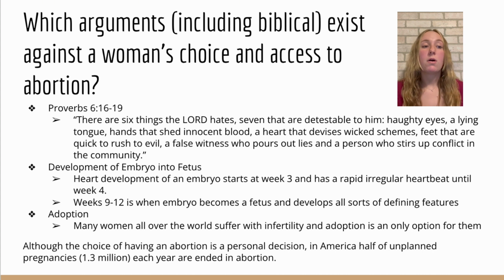But all in all, although the choice of having an abortion is a personal decision, in America, half of unplanned pregnancies, which is a total of 1.3 million people each year, are ended in abortion. So that number in America is very high. I can completely understand where abortion would be considered a wrongdoing, because 1.3 million pregnancies, and that probably doesn't include the numbers who maybe were twins or triplets.